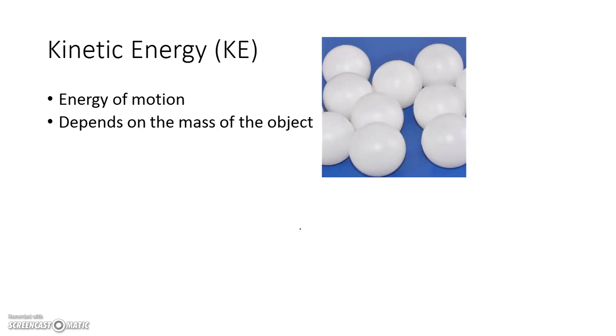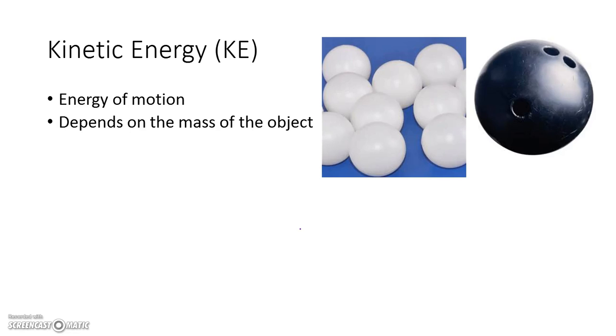Okay, and this is the energy of motion. Kinetic energy is going to depend on the mass of the object. So here we have, it doesn't look like it, but these are ping pong balls. And here we have a bowling ball. If we roll those two, which one's going to have greater kinetic energy? Well, if you said the bowling ball, you're correct because it has more mass.